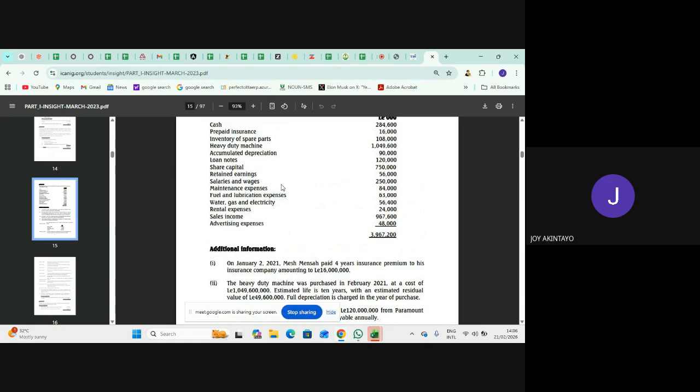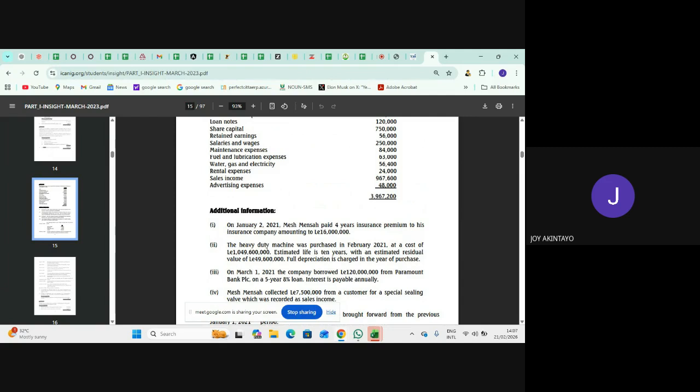So it means we have to divide 16 million into four. Then after dividing it, we apportion that based on the number of years available to determine what will be expended as our insurance expense. Are we together? So that one is solved.